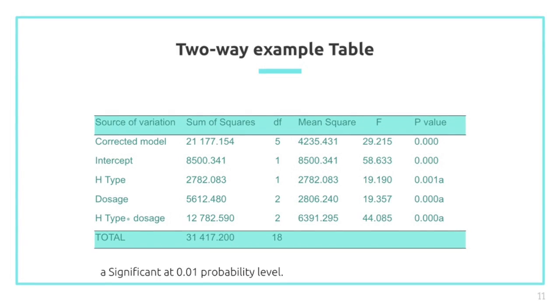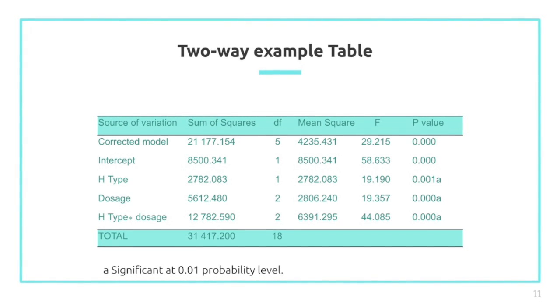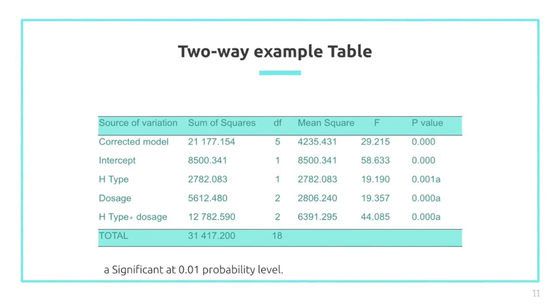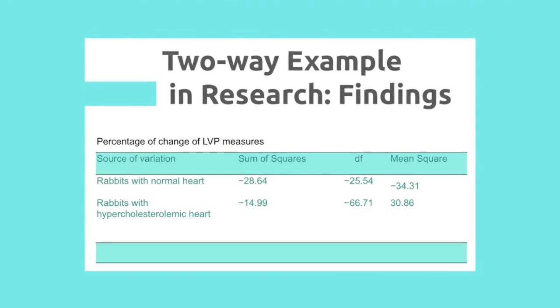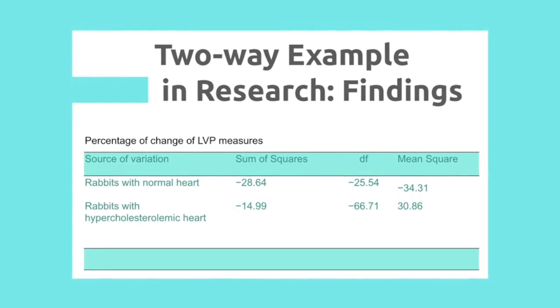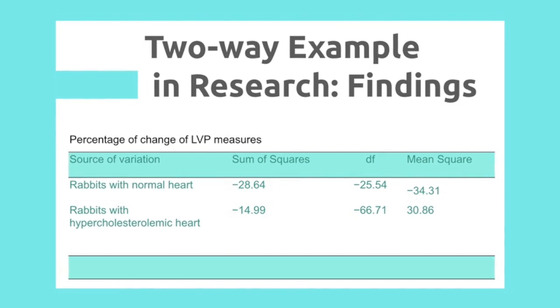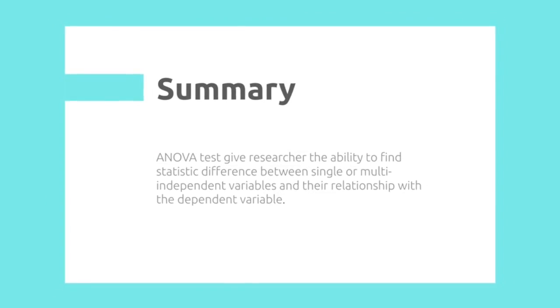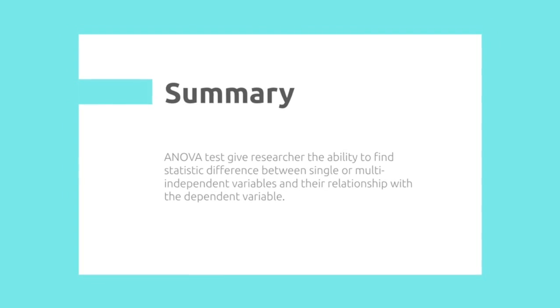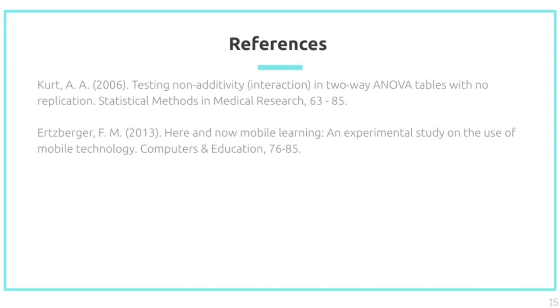With the p-value being less than 1, this shows a direct correlation between heart type and dosage on rabbit LVP. According to this chart, there is a direct correlation between rabbits' LVP with high cholesterol hearts. This is an important study since you can apply the test results to humans. ANOVA tests give researchers the ability to find statistical differences between single or multiple independent variables and their relationship with dependent variables.